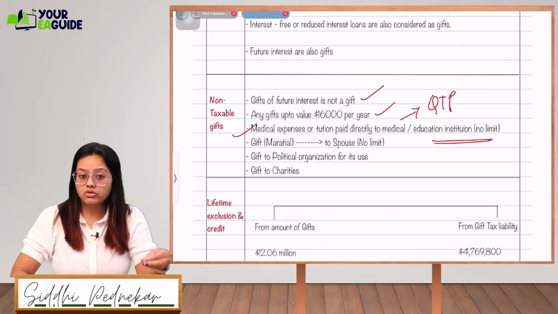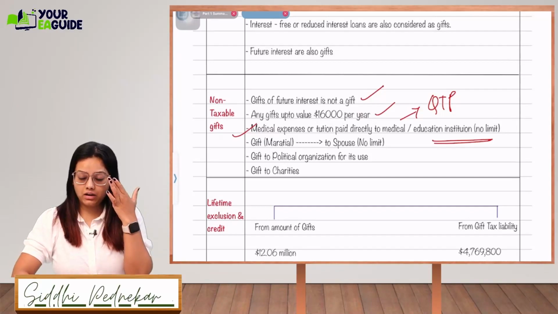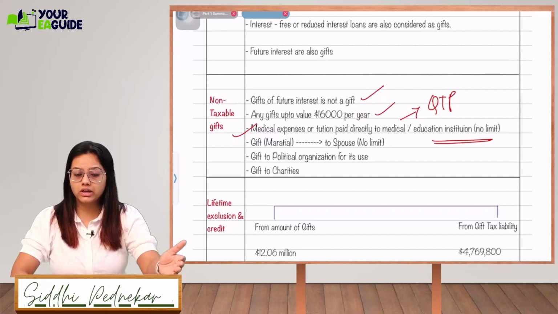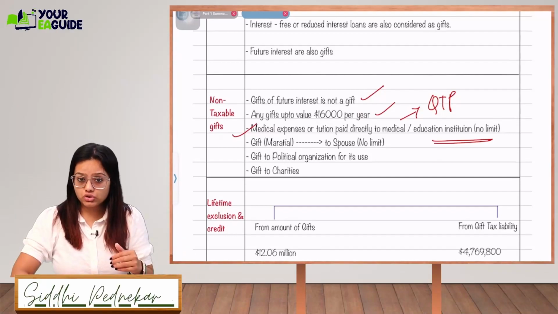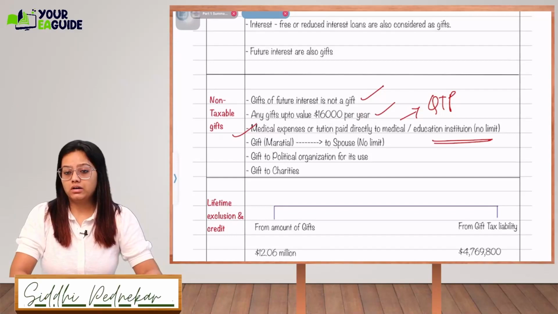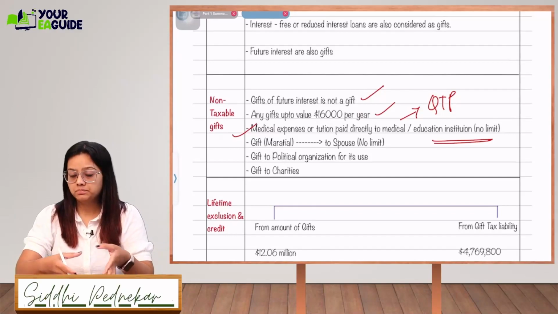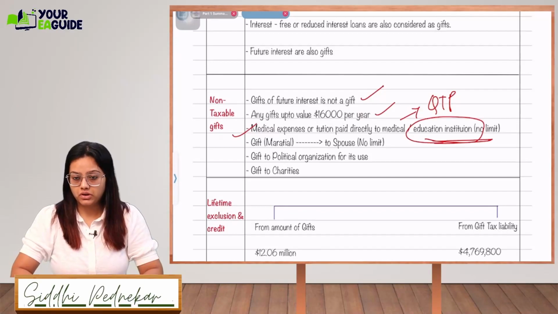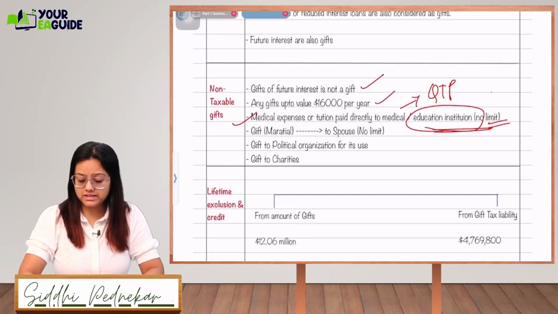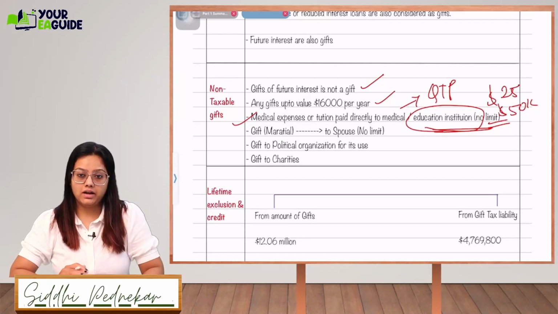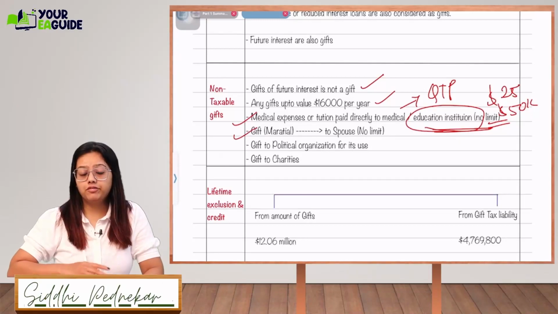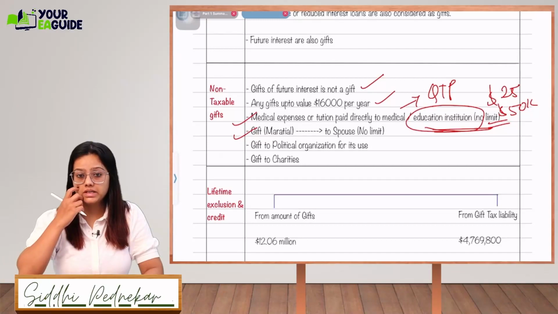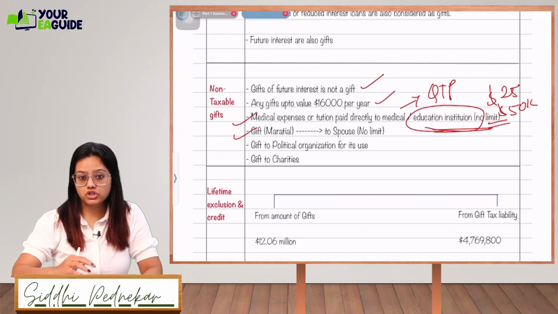Whoever you are incurring the medical expense for, you should not pay cash to that person who then goes and takes the treatment. You should go and pay directly to the medical or hospital facility. The second is the educational institution. Here there is no limit. Let's say you deposited 25,000 or 50,000, there is no limit and it will not be liable for gift tax.